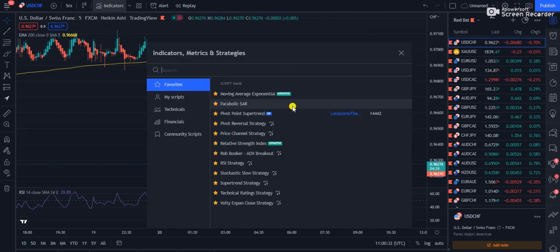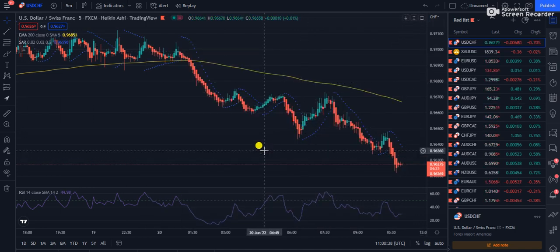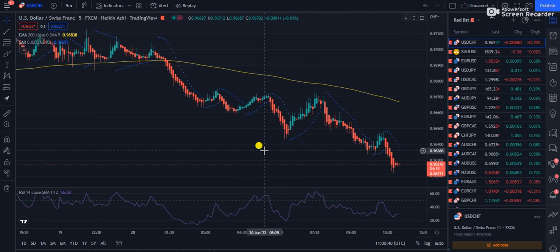And the third indicator that we want to use is Parabolic SAR. Okay, just click on this one, and guys we don't have to change any settings of the Parabolic SAR. So this is your combination. Now I am going to tell you how to use this.